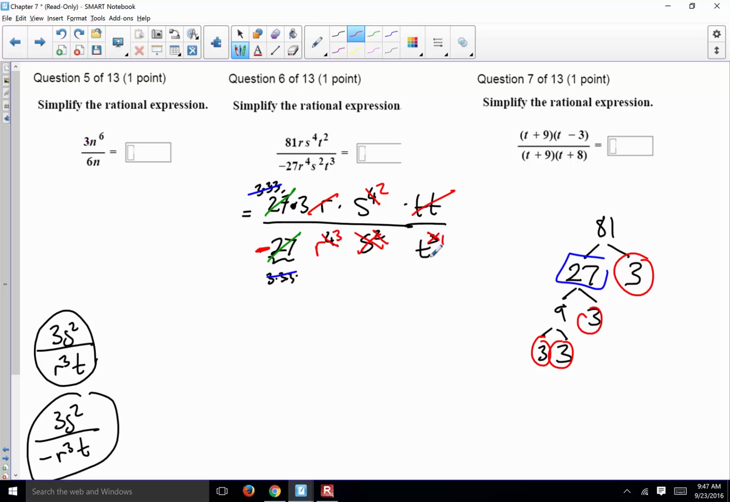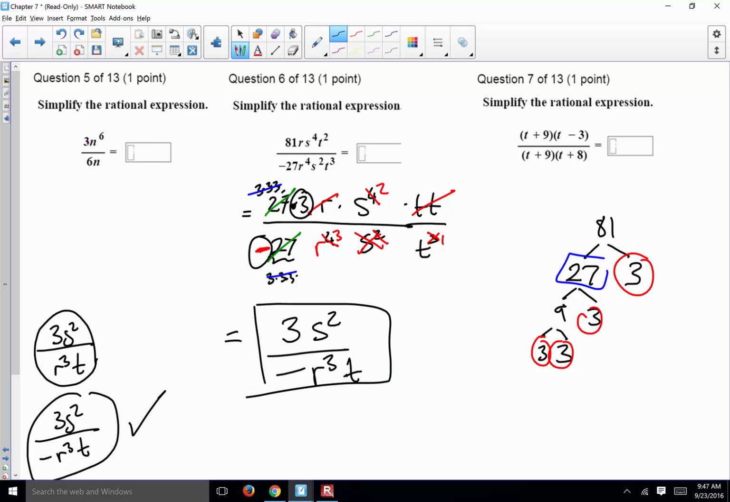3, 2, 1. You count back. 2, 1 is just 1. So we have, what is left? 3. Survivor 3. What else? S squared. Nothing survived here. A minus sign survived. Okay? And a cube of R and a T. Alright, we have a winner here. Okay?